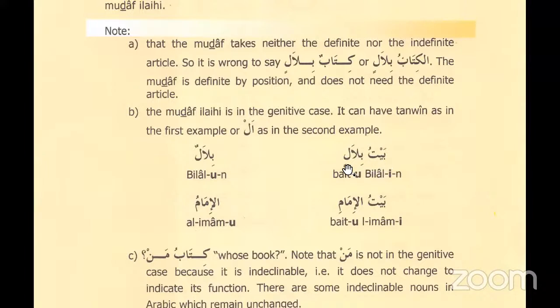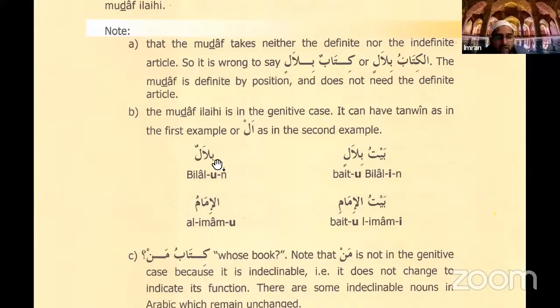The original word was bilalun, but when it comes mudaf ilayh, it becomes baytu bilalin with a kasra tanween. Al-imamu was the original word, but when it becomes mudaf ilayh, the imam's house becomes baytul imami. Is this clear now?